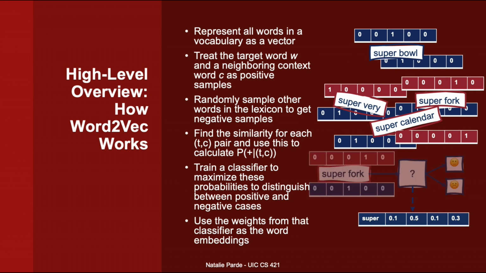The algorithm then trains a classifier to maximize these probabilities such that it is able to distinguish between positive and negative cases, and then uses the weights from that classifier as the word embeddings. We'll go over these components in more detail in the following slides.